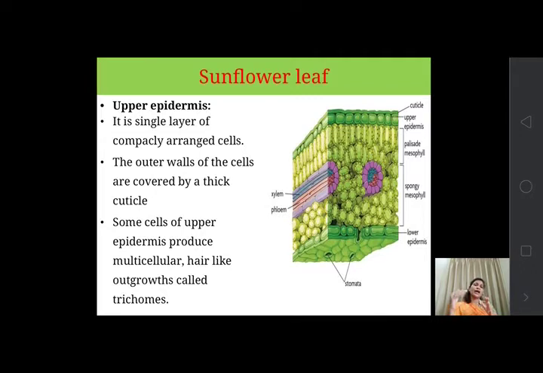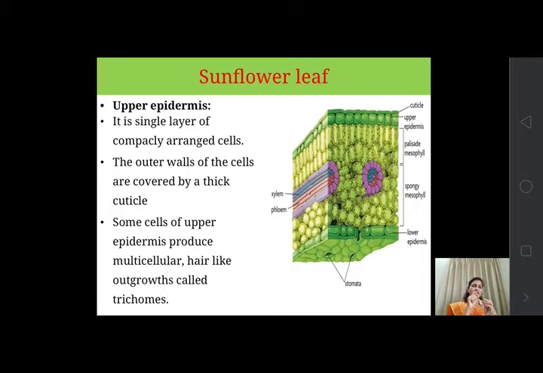So with the help of this thick cuticle layer, this epidermal layer can protect the inner organs or inner tissues of the plant body of the leaf. Okay, so in some cases, in case of sunflower, when you touch the surface of the sunflower leaf, you feel a somewhat rough texture.